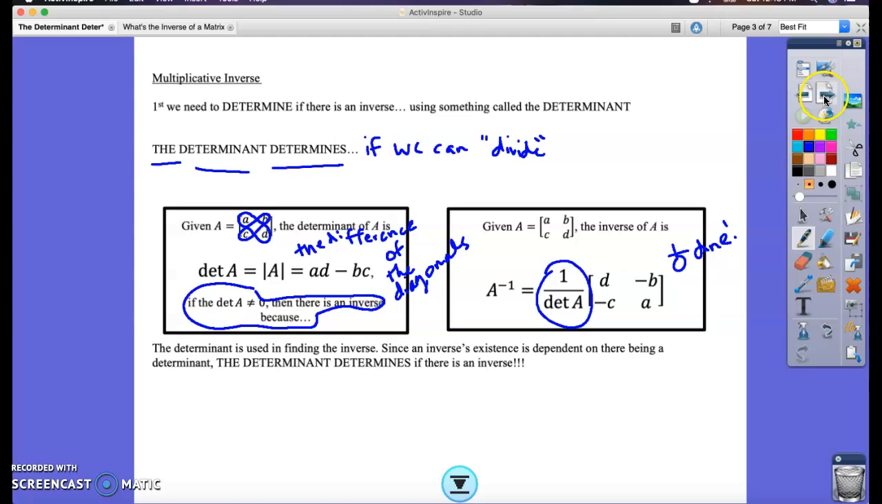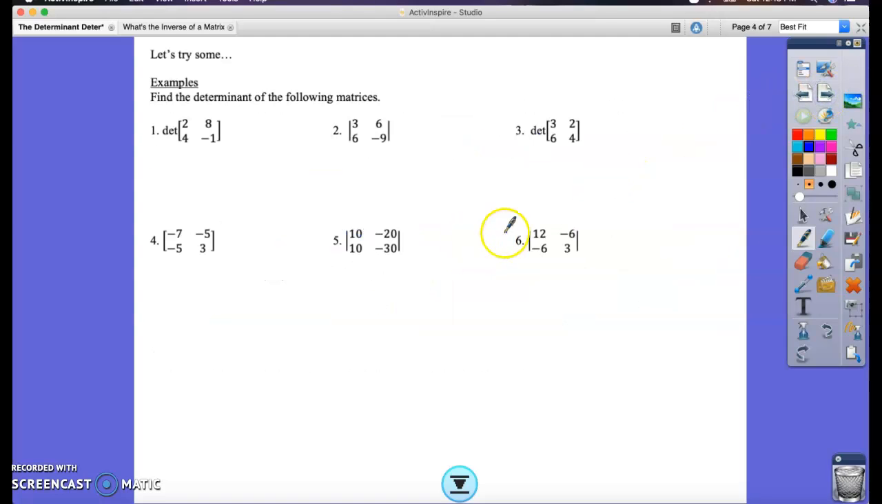Ms. Freibush, you've said a lot of words. Let's actually put some math into this. Okay, friends, so let's try some. We're simply going to find the determinant of the following. And again, there's lots of notations you're going to see. If you see DET, that means determinant. If you see the absolute value signs, that means determinant. If you see a matrix, but the directions say find the determinant, that's another thing that I'm going to ask you to use to find the determinant.